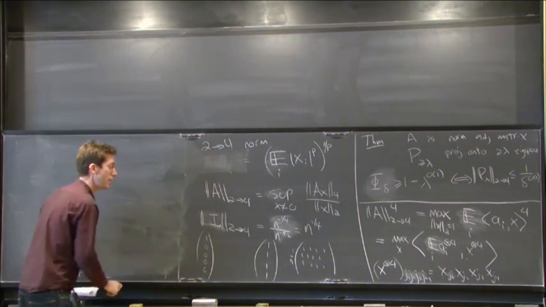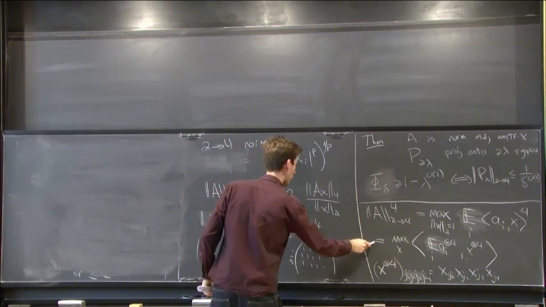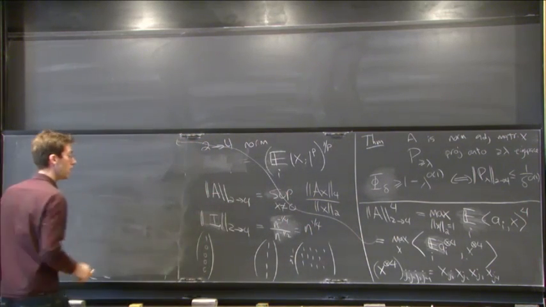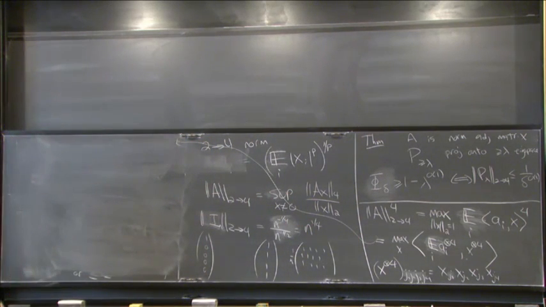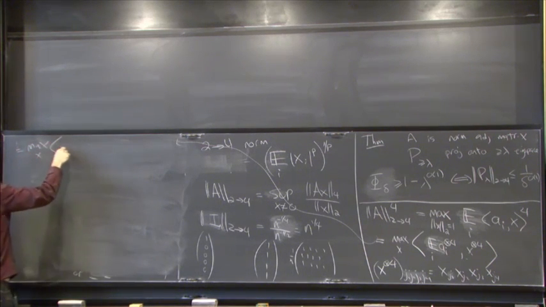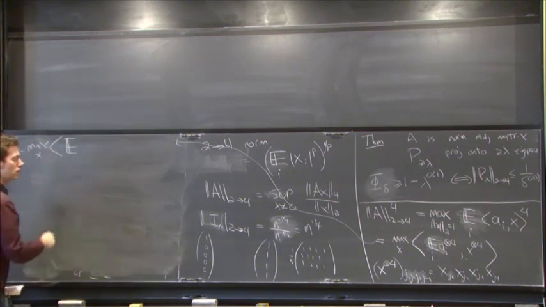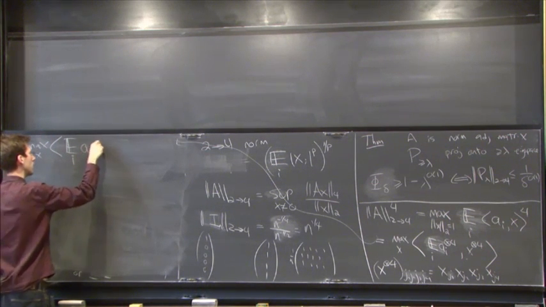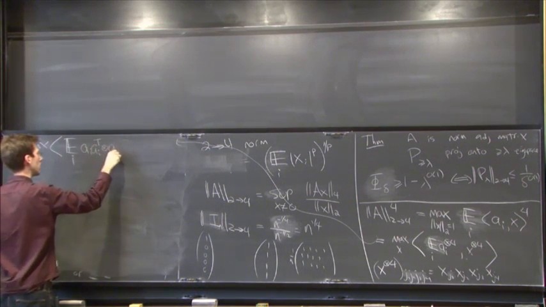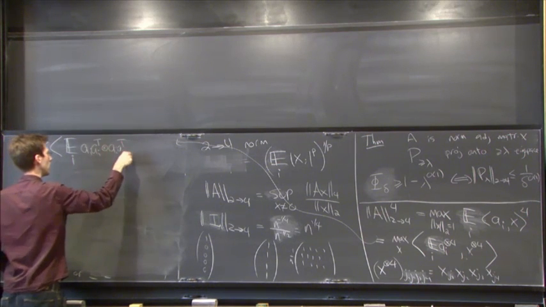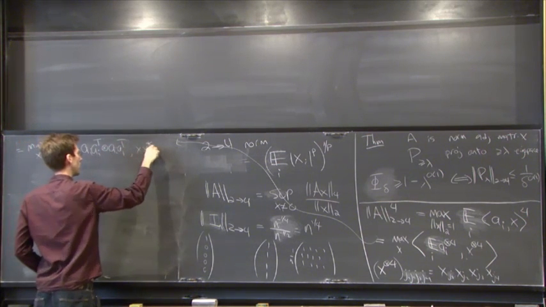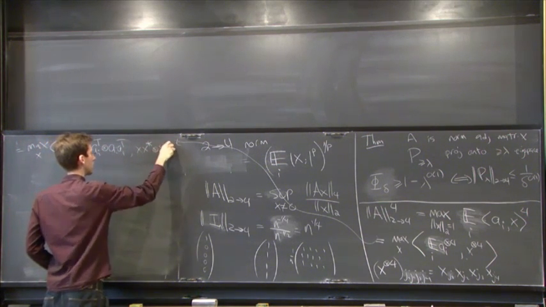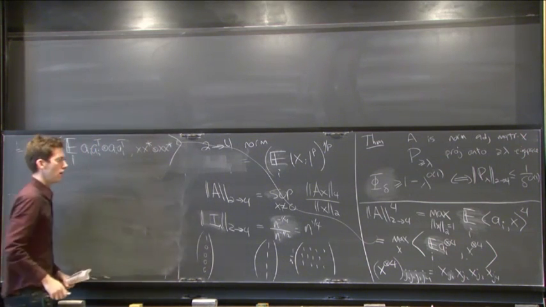So this is pretty easy. Take this thing right here. You could also write this as the maximum over x of the inner product of, as this thing.